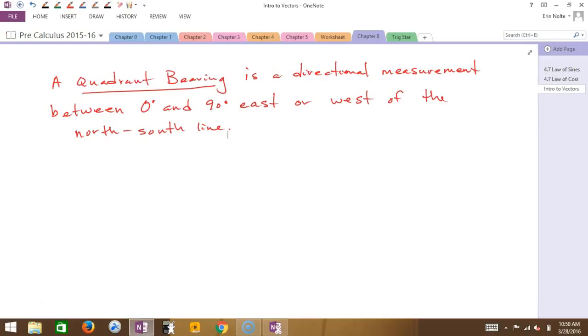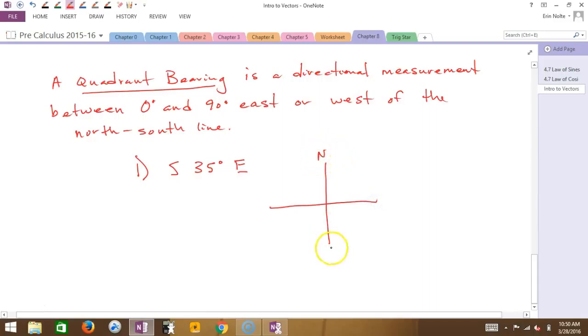Okay, so quadrant bearing. Let's say we were going to draw south 35 degrees east. That's an example of the way you would see a quadrant bearing. The south or north always goes first, and then the east or west goes last. If I'm going to draw this, you have north, south, west, and east. So this is going to be 35 degrees off of the south in the direction of east. If this is south, this angle right here is going to be 35 degrees in the direction of east. So it's always off of either the north or south.